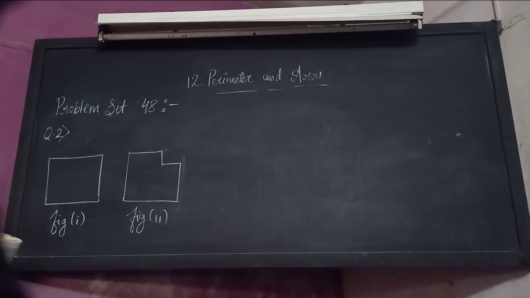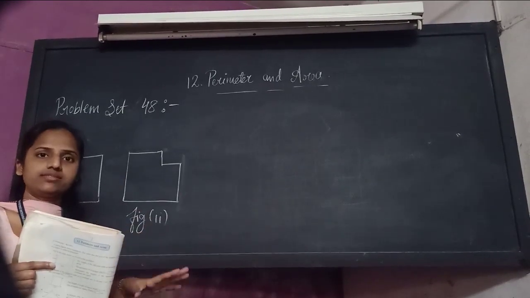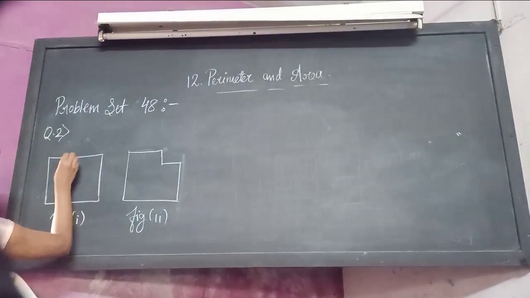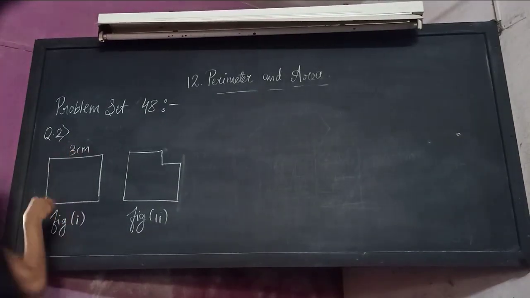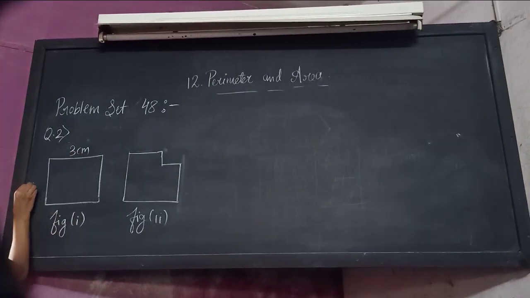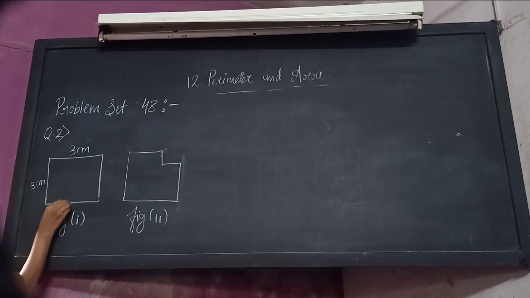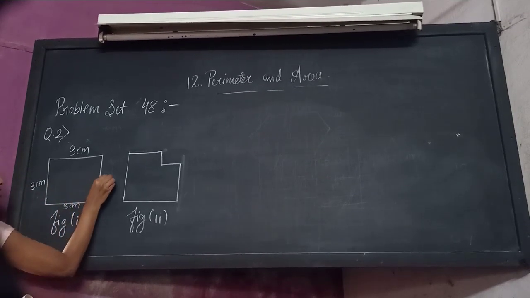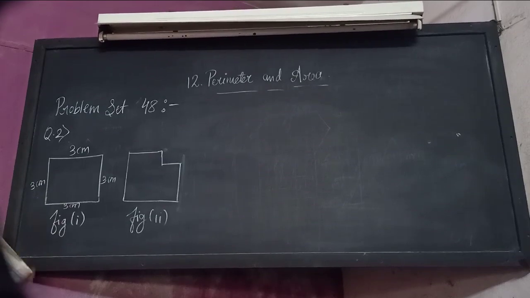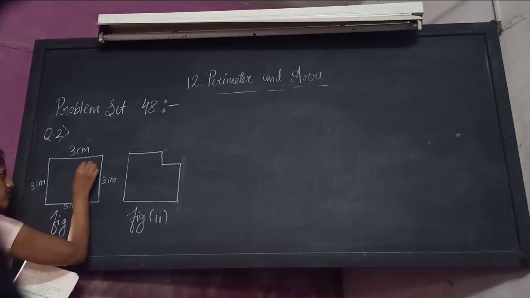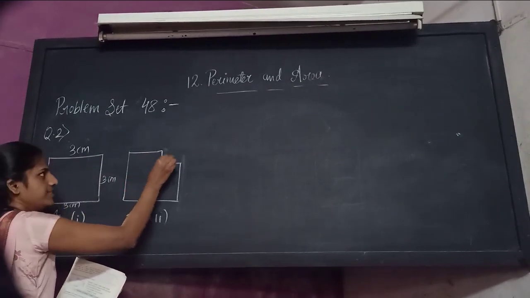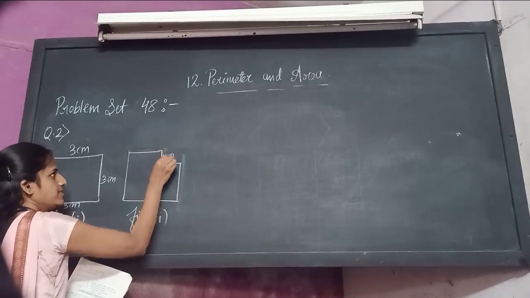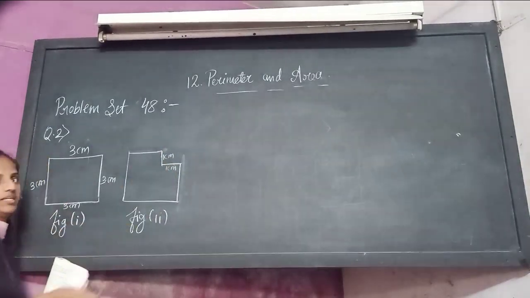We know that in a square, all sides are equal. So if one of the sides is 3 centimeter, that means all sides are 3 centimeter, because all sides are equal in a square. Okay, after cutting one part from the corner, that is of 1 centimeter, this is also 1 centimeter and this is also 1 centimeter.